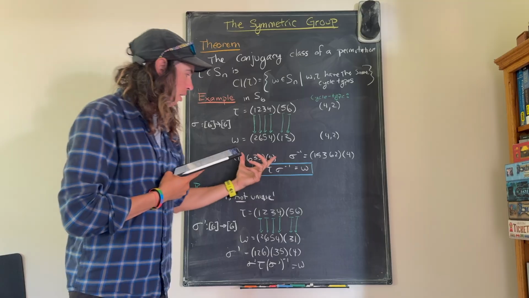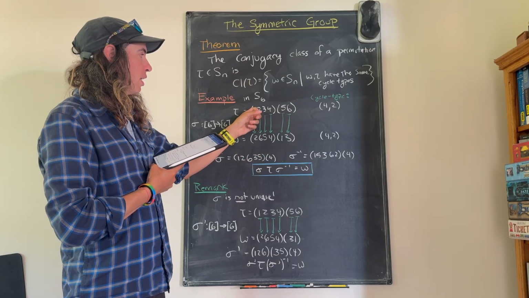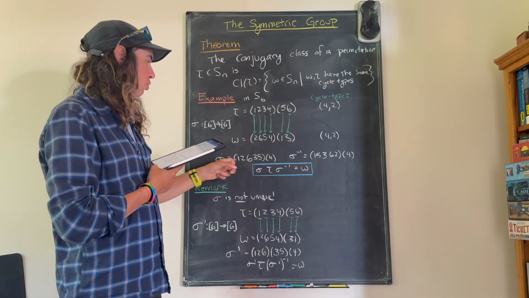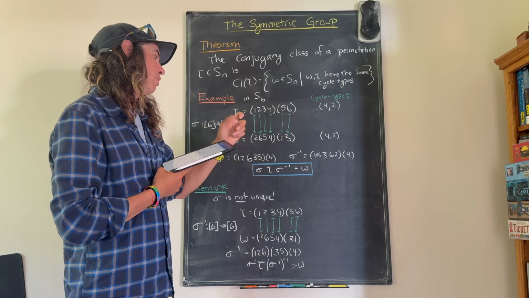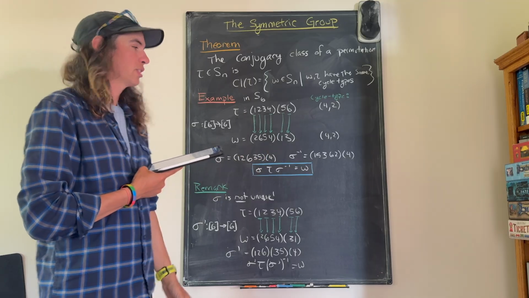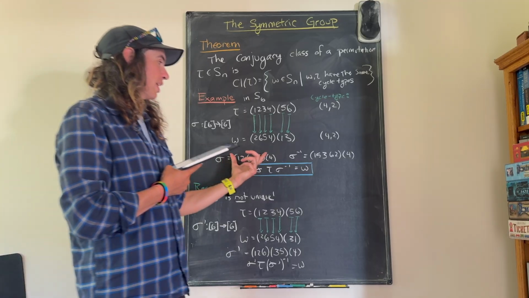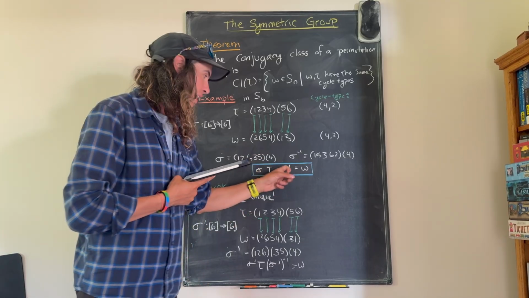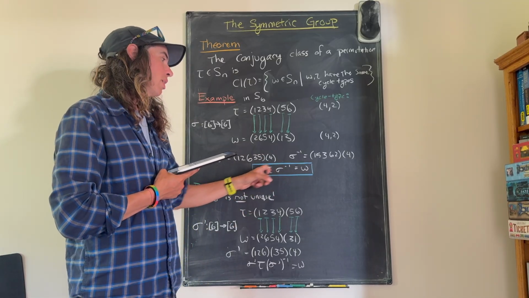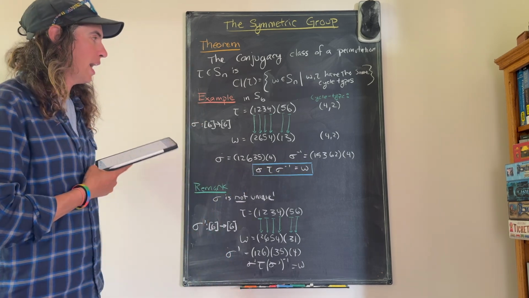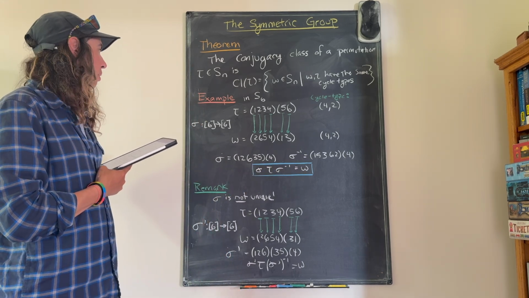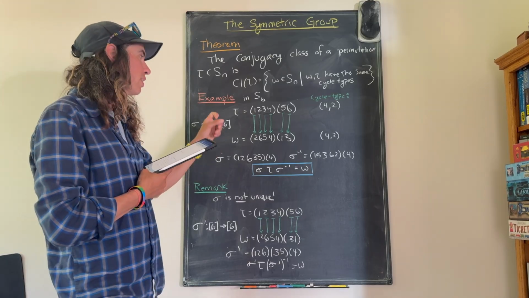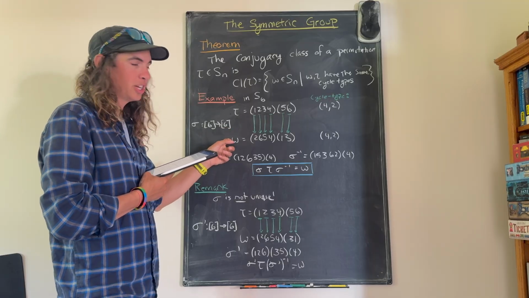And so if you use these lines to find the cycle type of sigma, you get the permutation (1, 2, 6, 3, 5) as the first cycle, and then (4) is the second cycle. And you can check that the inverse of this is this permutation. You can also check that, in fact, it is true that sigma inverse tau sigma is omega.